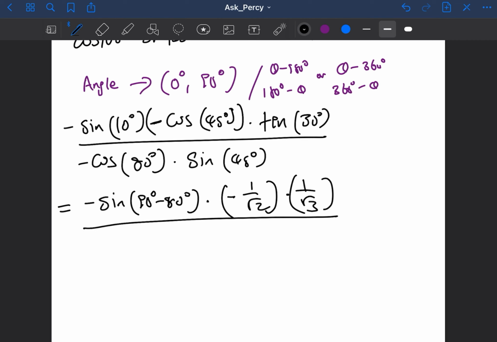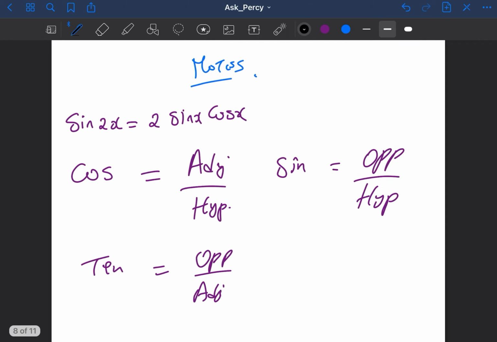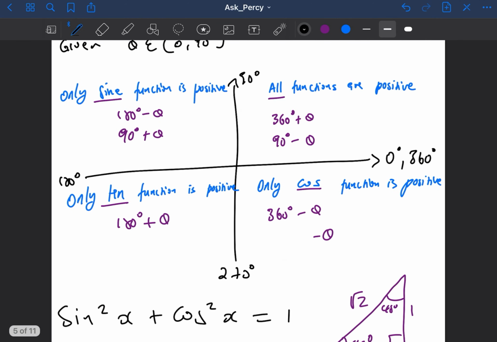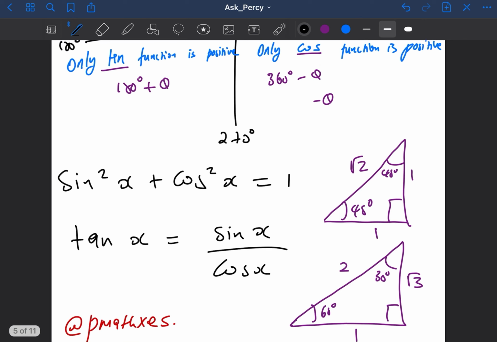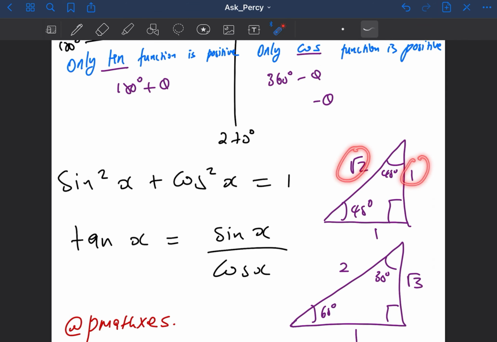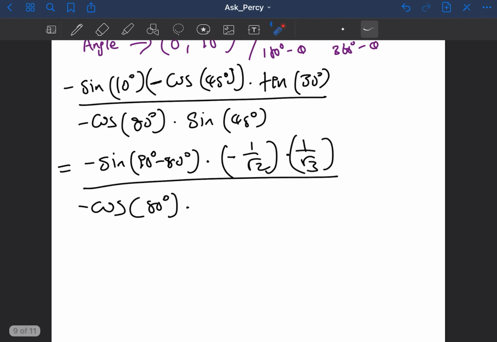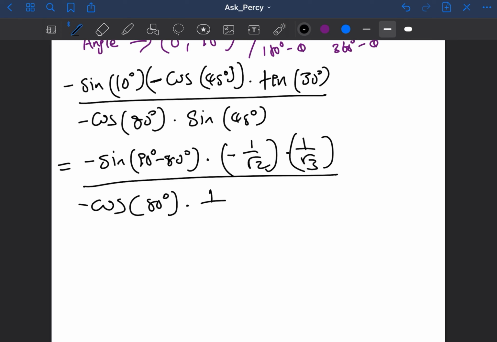And now we still have negative cos theta, cos 80. Now with sine 45, sine is opposite over hypotenuse, so we're saying opposite over hypotenuse, which is 1 over root 2. So we write that down, 1 over root 2.